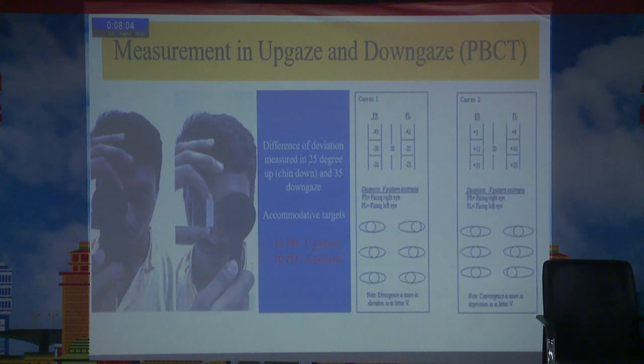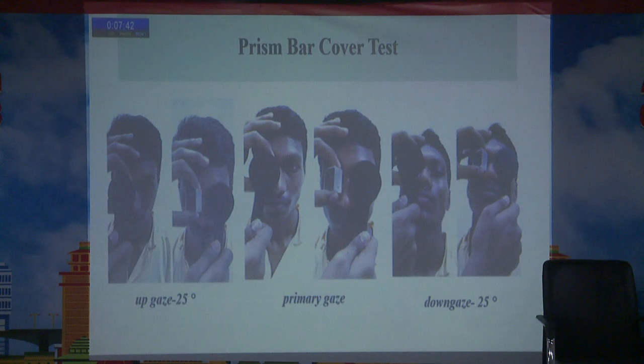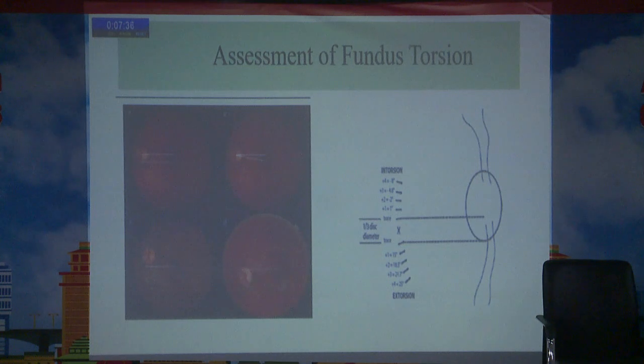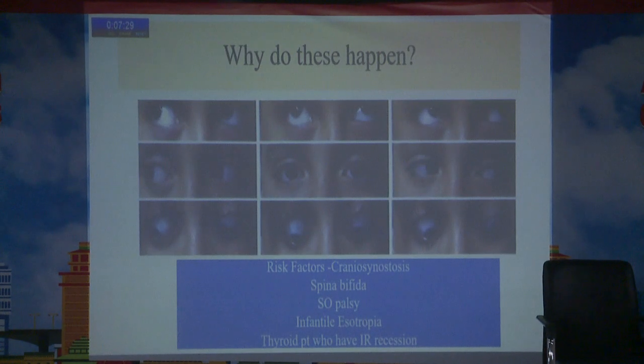So measurement is always done in up gaze and down gaze, and with an accommodative target that should be kept in mind. If you see the difference of deviation, which is measured in 25 degrees up gaze, that is chin down, or 35 degrees down gaze, that is chin up position, if it is more than 15 PD, that is a V pattern, and 10 PD, it is an A pattern. You can use loose prisms, or you can use the prism bar. Very important is always look for the torsion, and you take the fundus photograph to help you look for the torsion.